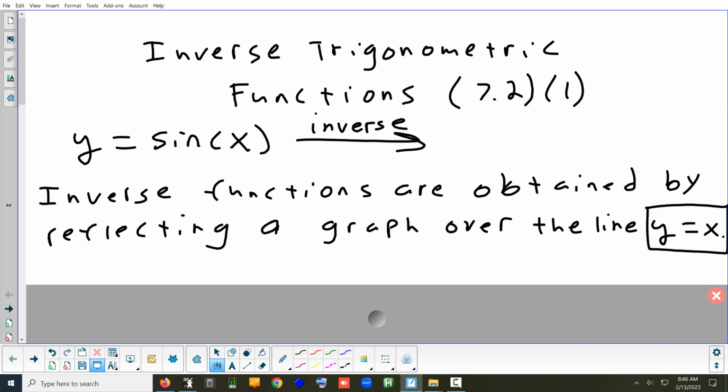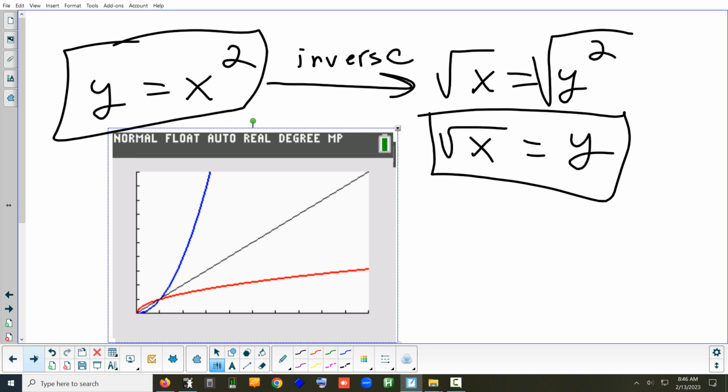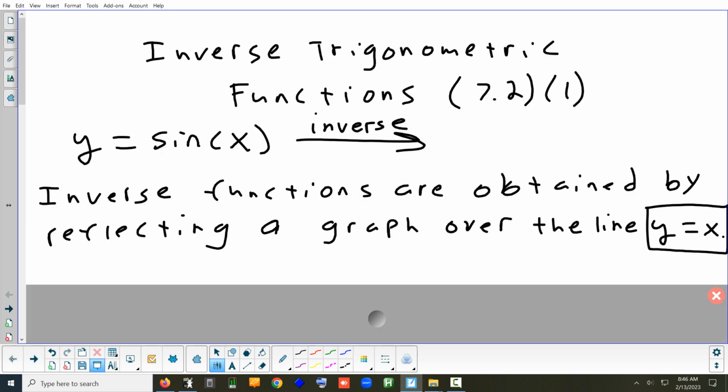So here's a typical trig function we would have seen over the past couple weeks: y equals sine x. If I want to turn that into its inverse, just like I did right there, anybody think they could tell me what I would put on the other side? Yep. X equals sine y.